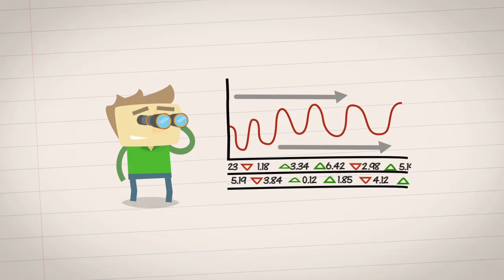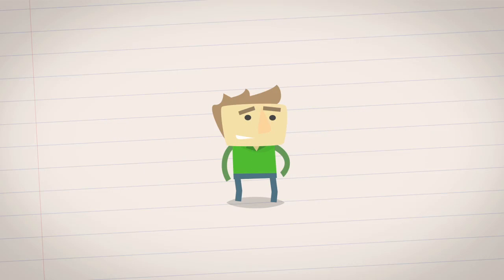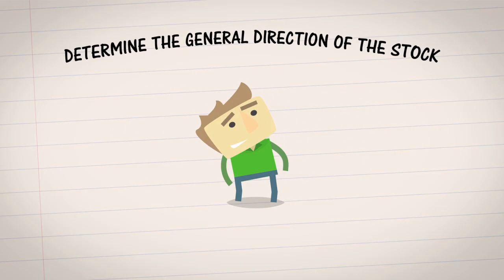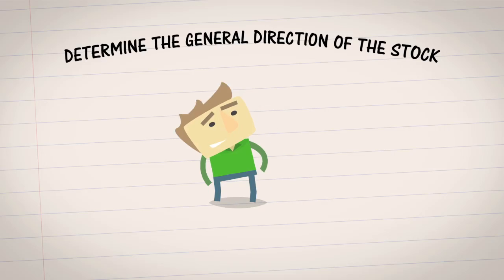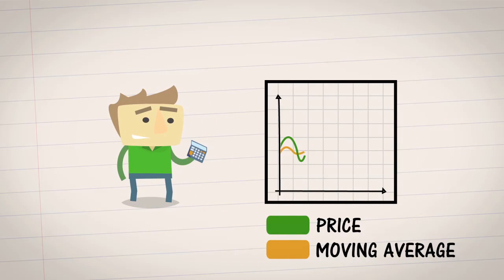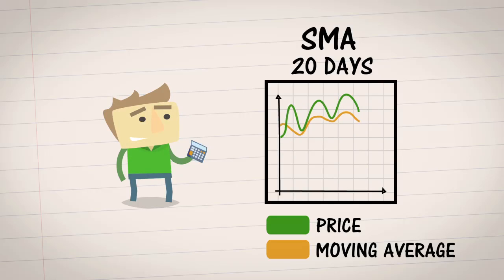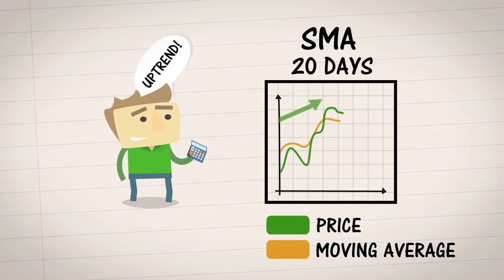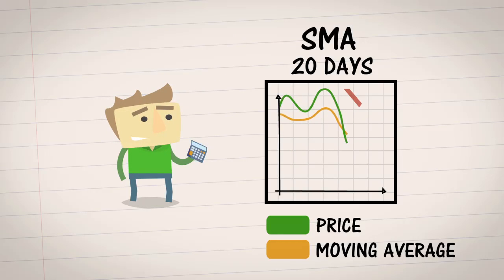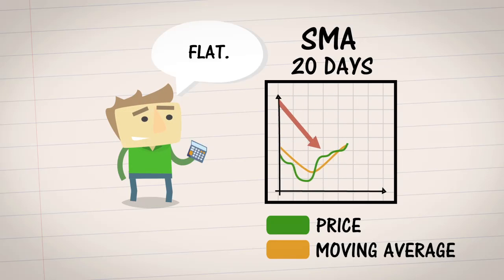Another way to identify the market trend is to look beyond the daily price fluctuations and determine the general direction of a stock. You do this by calculating an average. For example, a 20-day simple moving average, or an SMA, is an average of the past 20 days of closing prices, which moves or updates on a daily basis by incorporating the latest prices. If the SMA is sloping upwards, that's an uptrend. Sloping down, downtrend. And sideways means flat.